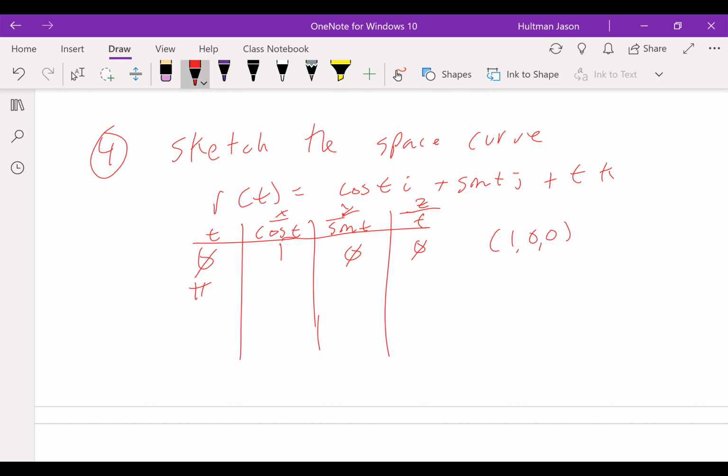what about pi over 2? At pi over 2, cosine is going to be 0. Sine is 1, and t is pi over 2. So this is going to be 0, 1, pi over 2.